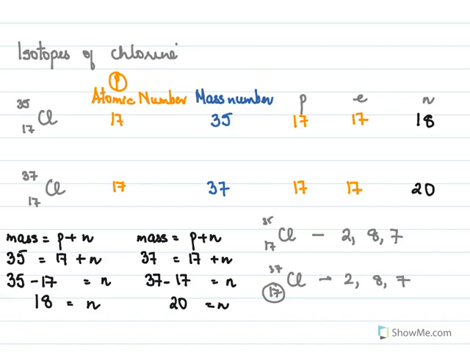And so the number of valence electrons is the same. Both of them have the same number of valence electrons. And since the number of valence electrons is the same, they have the same chemical properties. So again, isotopes have similar or same chemical properties because the electronic configuration is the same. The atomic number is the same.